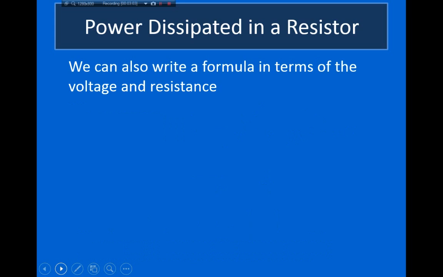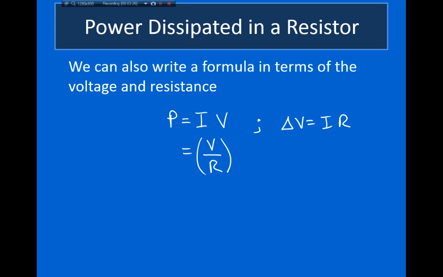Alternatively, we can use Ohm's law to rearrange this formula in terms of the voltage. So we have power that's lost in a device is equal to the current flowing through it times the voltage difference across it. And Ohm's law says that delta V is equal to I times R. So this means that the current that's flowing through a resistor is equal to the voltage difference across the resistor divided by R. So if I plug that into the equation for power, I can see the power that's lost in a resistor is equal to V squared divided by R.